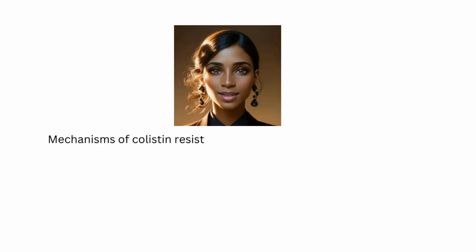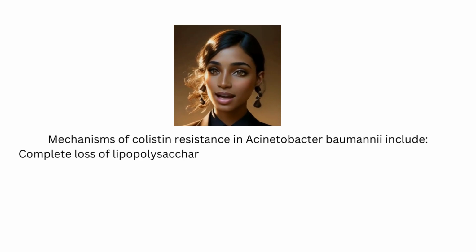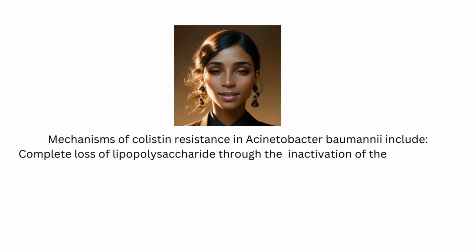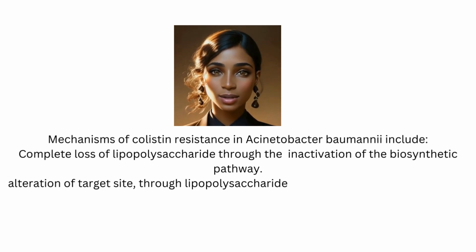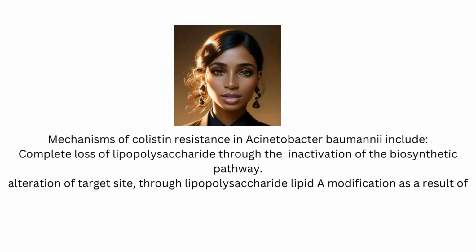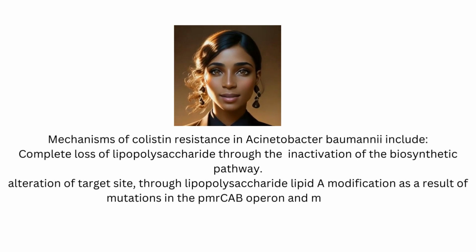Mechanisms of colistin resistance in Acinetobacter baumannii include complete loss of lipopolysaccharide through the inactivation of the biosynthetic pathway, and alteration of target site through lipopolysaccharide lipid A modification as a result of mutations in the PmrCAB operon and mcr genes.